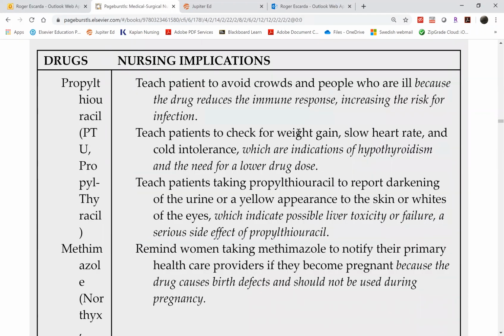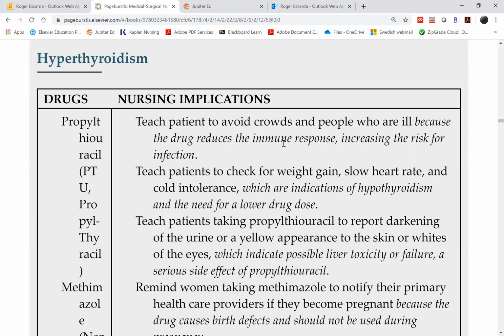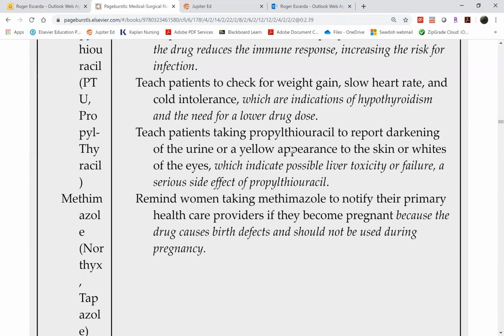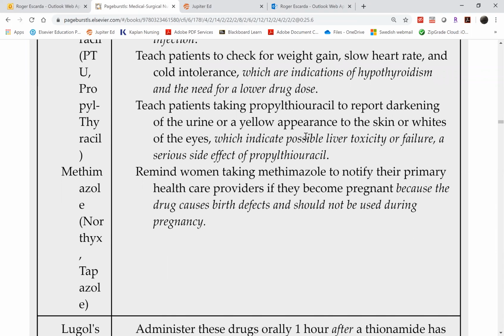Here's a frequent side effect: weight gain, slow heart rate, cold intolerance. These are all symptoms of hypothyroidism, meaning the drug, these thionamides, are so potent that they could lead to the other problem. The drug also lowers the immune system, so avoid crowds. And here is the liver toxicity. So watch for darkening of the urine and yellowing of the skin.